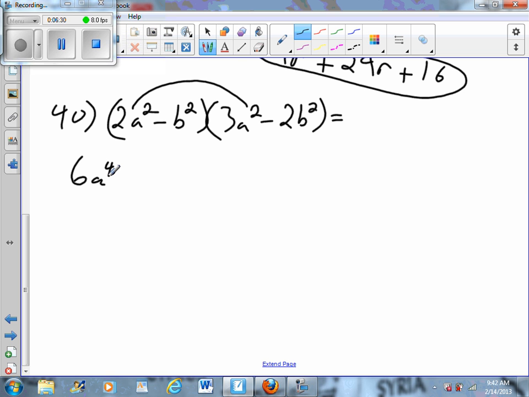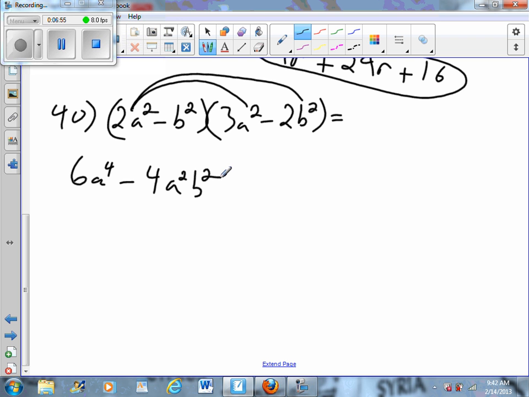Now, from here, we have to move from the two first terms to the two outer terms. 2a squared and a negative 2b squared. Most of you would get this one right. You might miss the sign change, but at least you got the 4. Then you can park a squared and b squared next to each other. Didn't really see a lot of problems on that part.